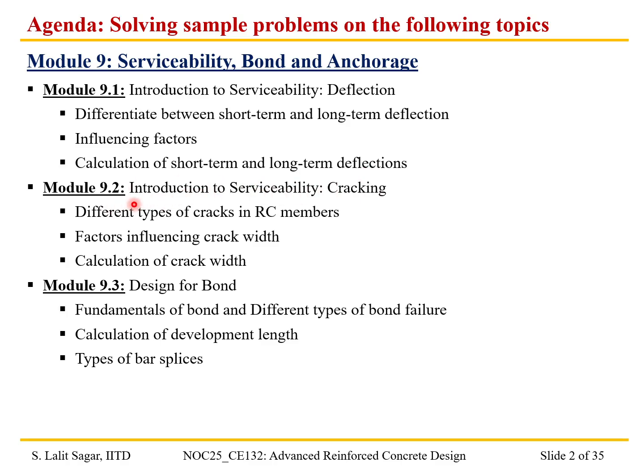And in module 9.2, we considered the aspect of cracking in reinforced concrete members. So we studied the different types of cracks in RC members, and the different factors that influence the crack width. And we also calculated the crack width as per the IS code provisions. And finally, in module 9.3, we considered the design of reinforced concrete members for the bond.